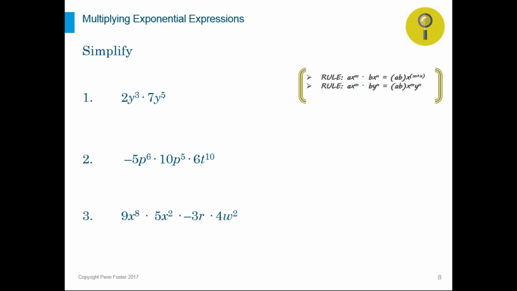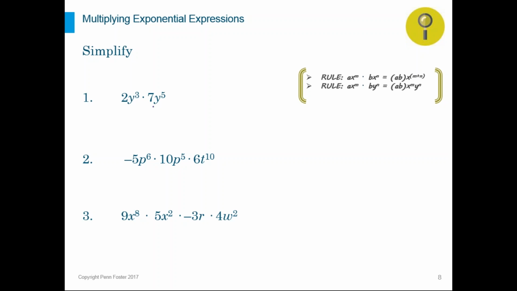So for question 1, 2y cubed times 7y to the fifth. In this case, we have the same variable, y, and different powers. With multiplication, it's not a big deal. It's not something where you have to have the same powers. You may have the same variables, different powers. You may have different variables with the same powers. You may have different variables with different powers. We can work with all of these. With addition, we are only limited to adding the exact variable with the exact powers.